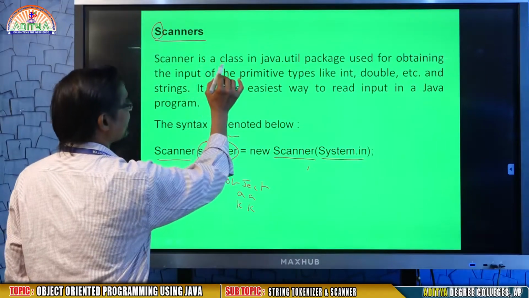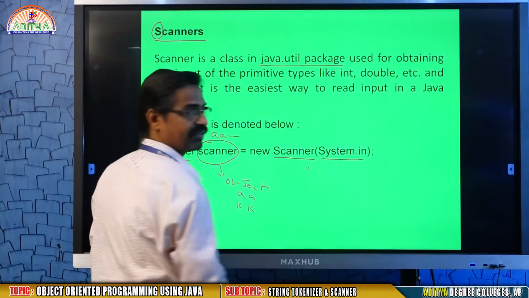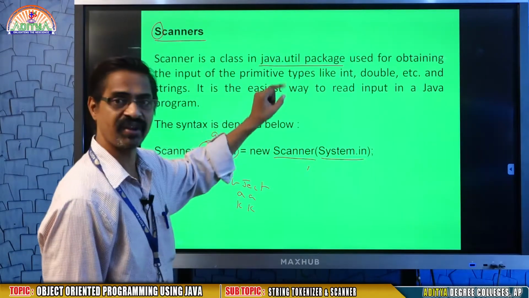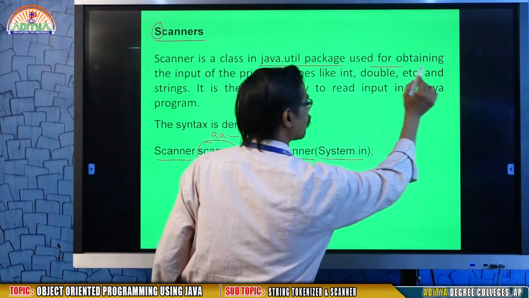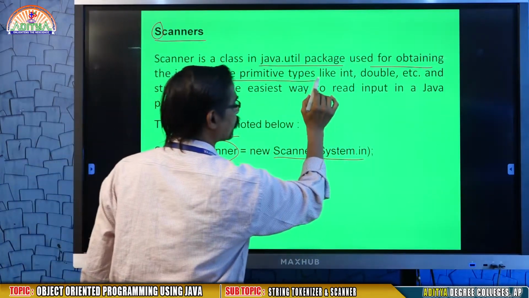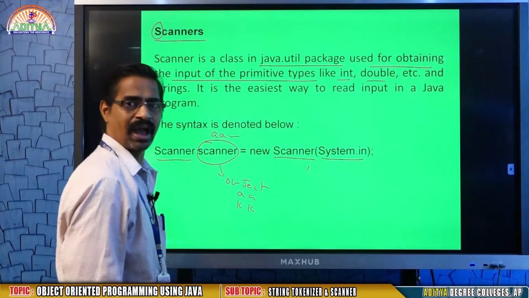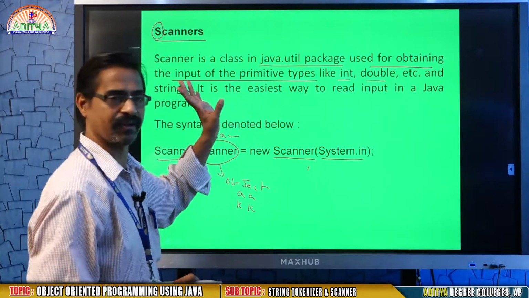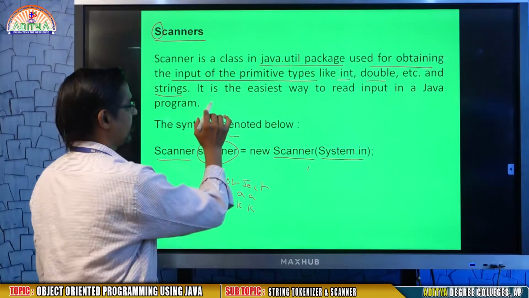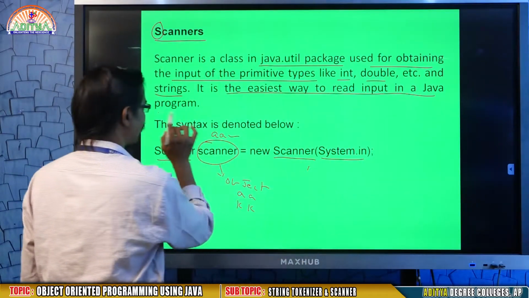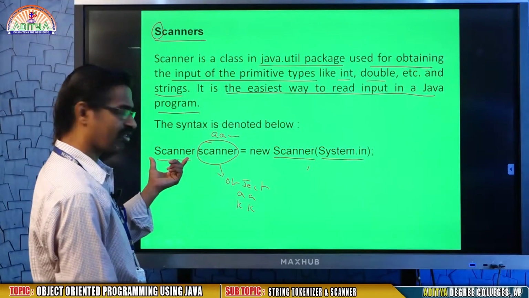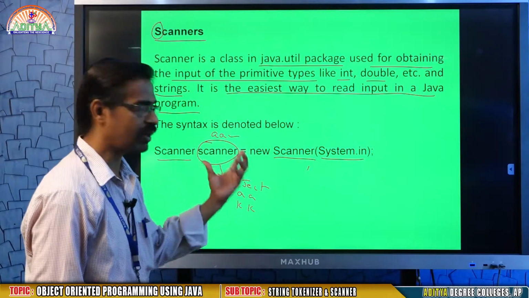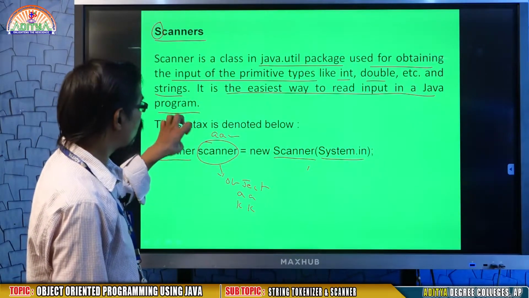So Scanner is a class in the Java util package. Whenever you are writing Scanner, like StringTokenizer, you have to import java.util. It is used for obtaining the input of the primitive types like int, double, etc. As you know, primitive types are integer, float, double, char, anything. You may read them directly, and strings. It is the easiest way to read input in a Java program. The syntax is always Scanner, some object name equal to new Scanner of System.in. Okay. So, how do we use this Scanner?